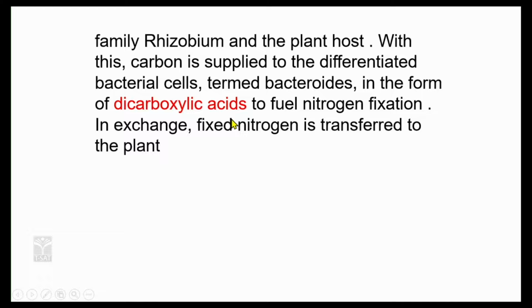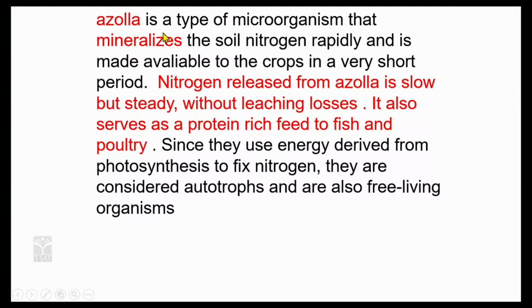So, these plants are supplying to this bacteria the essential food in the form of carbon, dicarboxylic acid. In return, they supply the essential nitrogen to the plants through atmospheric fixation. Azolla is a type of microorganism that mineralizes the soil nitrogen rapidly, and it is made available to the crop in a very short period. So, what is happening here?